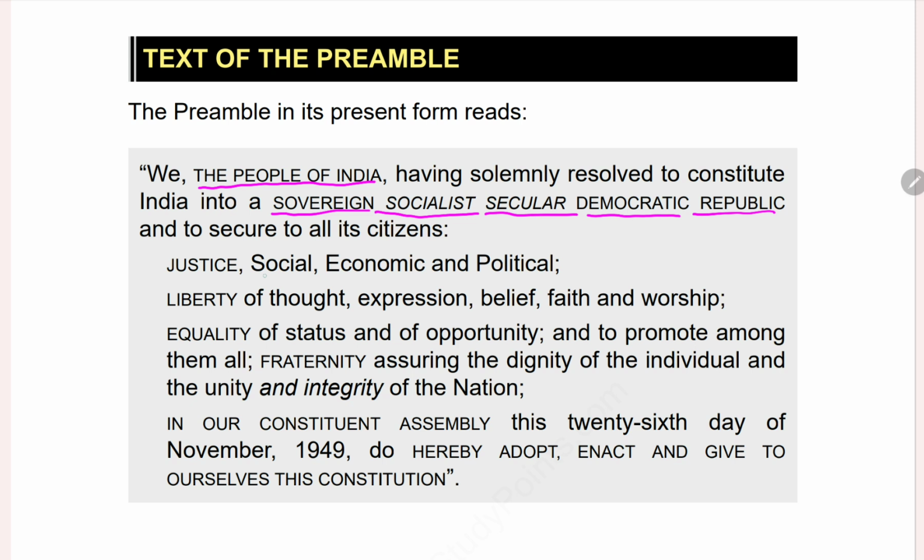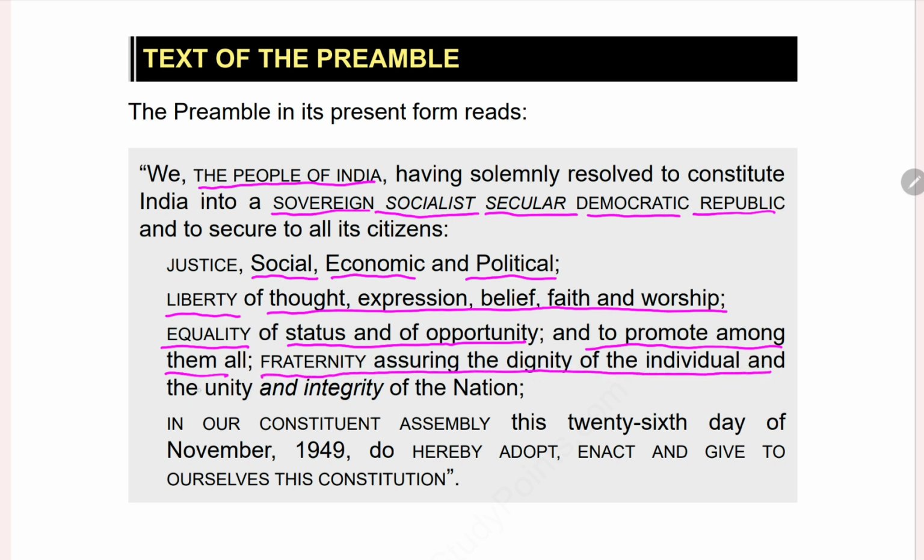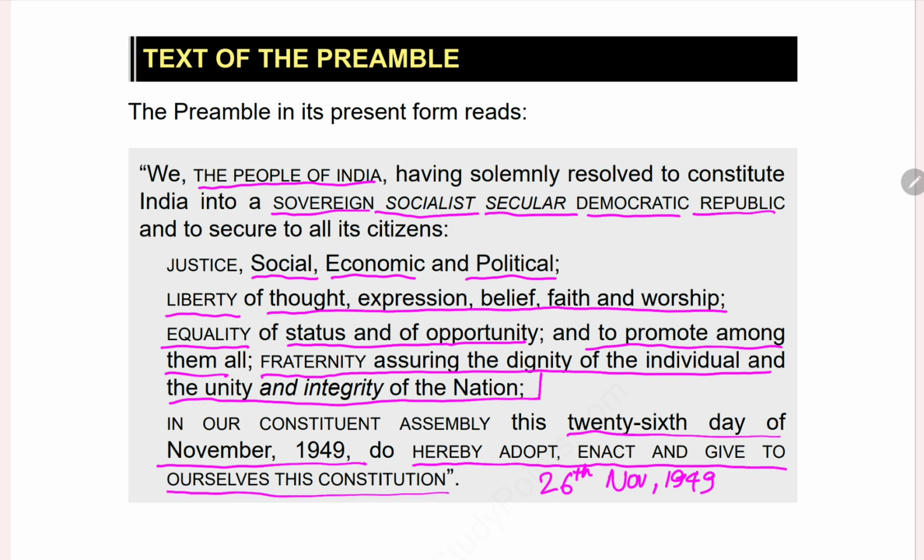So justice, three types of justice we will talk about: social, economic, and political. Liberty of thought, expression, belief, faith, and worship. Equality of status and of opportunity, and to promote among them all fraternity, assuring the dignity of the individual and the unity and integrity of the nation. So in our Constituent Assembly, this 26th day of November 1949, hereby adopt, enact, and give to ourselves this Constitution.